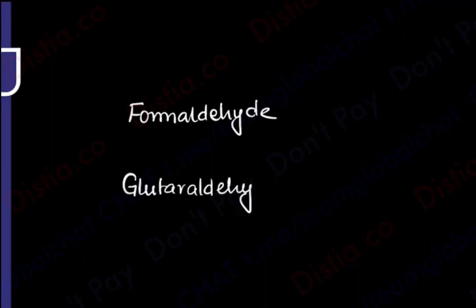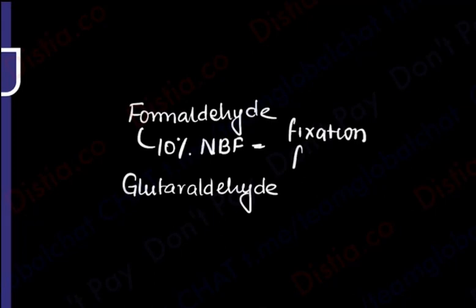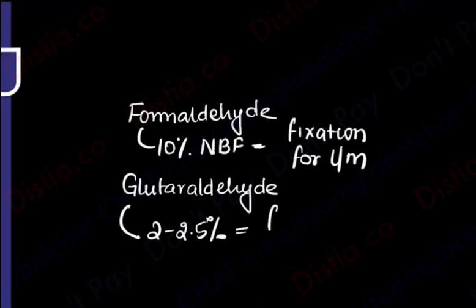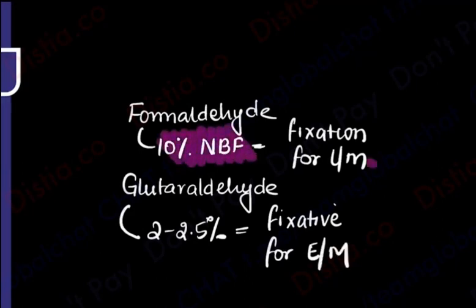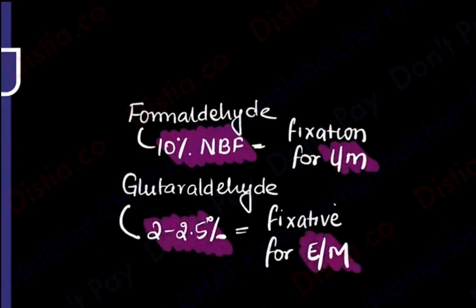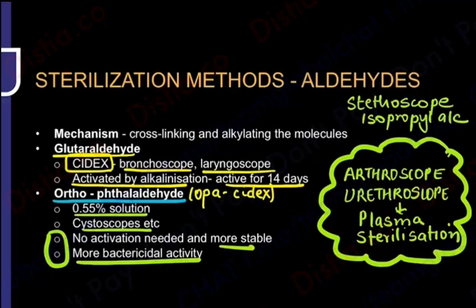If you remember, formaldehyde is used as 10% neutral buffered formalin. This is the fixative for light microscope, right? Whereas glutaraldehyde is used at a concentration of 2 to 2.5%, and this is used when you want a fixative for electron microscope. Very important. 10% neutral buffered formalin is a fixative for light microscope, and 2 to 5% glutaraldehyde is a fixative of electron microscope. So yes, all your aldehydes are done.